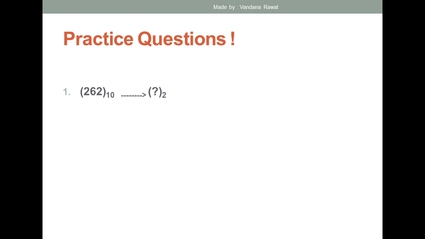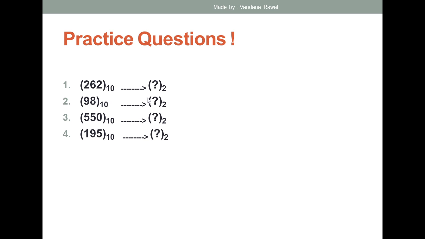Then after that I am having some practice questions. Whenever these two examples are clear to you, then only solve these practice questions. That is 262, this is one decimal number system, you have to convert it into binary. Then the next one is 98, then 550, 195, 156, 285. Okay, so just try to solve these decimal number system numbers into binary number system.